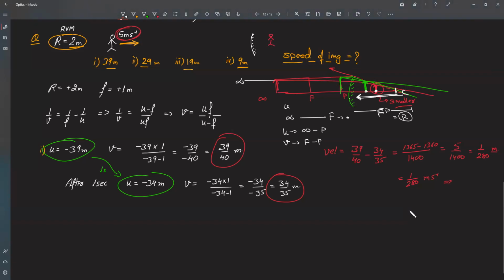Is it correct? So in the same time, object versus image. Which one has covered more distance in the same time, object or image? The object is traveling from infinity to pole, while in the same time the image is traveling just from pole to focus. So obviously the object is traveling faster.